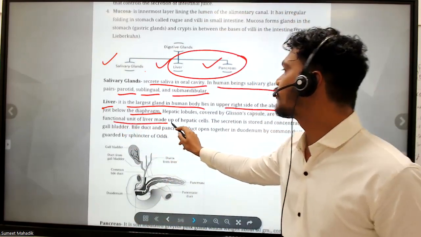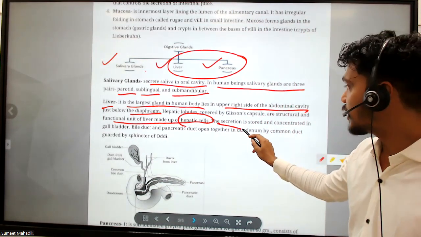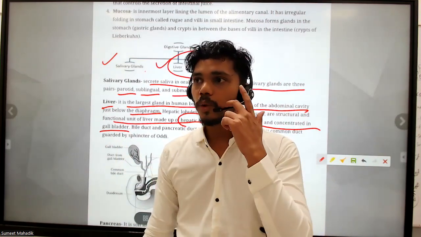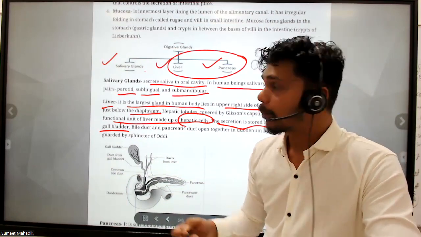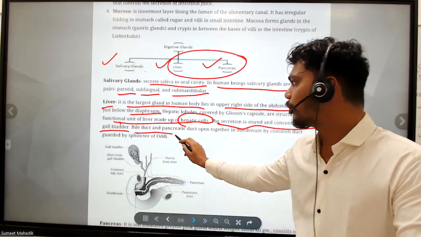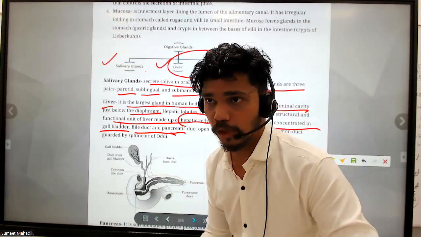The functional unit of the liver is made up of the hepatic cells. What are those? Hepatic cells. The secretion is stored and concentrated in the gallbladder. So the liver is the one that secretes, but it's stored in what? The gallbladder. Bile duct. What is bile? It is responsible for emulsification of fat globules.